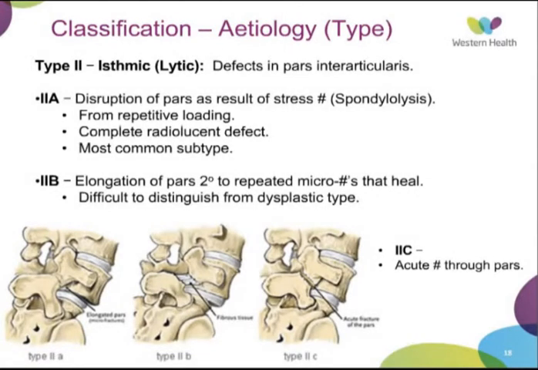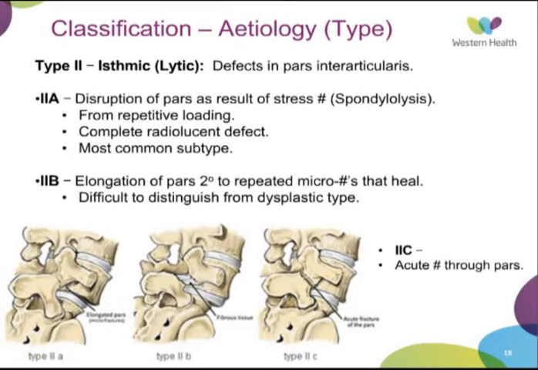So type 2 is divided into 2A and 2B. In 2A, you can get disruption of the pars as a result of a stress fracture, hence spondylolisthesis. And that's from repetitive loading. Here you have a complete radiolucent defect, which you can see on plain films. And this is the most common subtype.